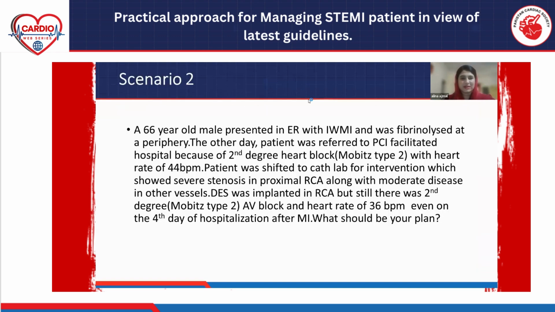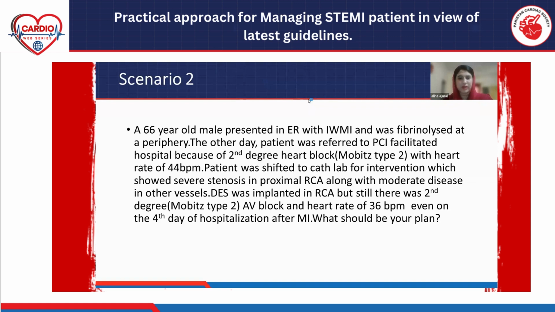So moving towards the next scenario, there is a 66-year-old male presented in ER with inferior wall MI and was fibrinolyzed at a peripheral hospital. The other day, the patient was referred to a PCI-facilitated hospital because of second-degree heart block, Mobitz type 2, with a heart rate of just 44 beats per minute.